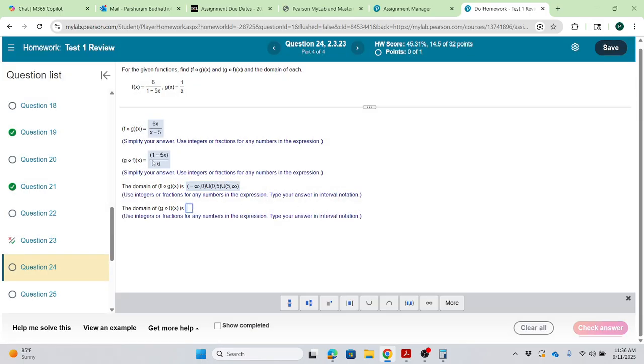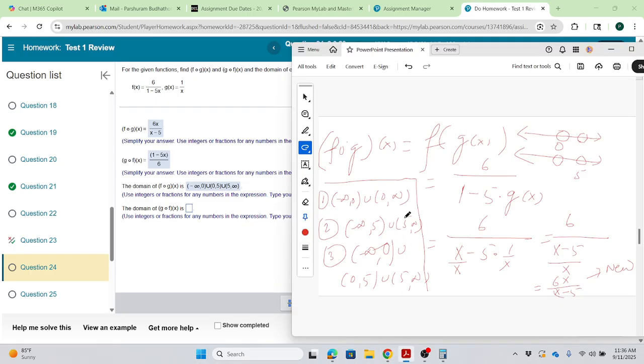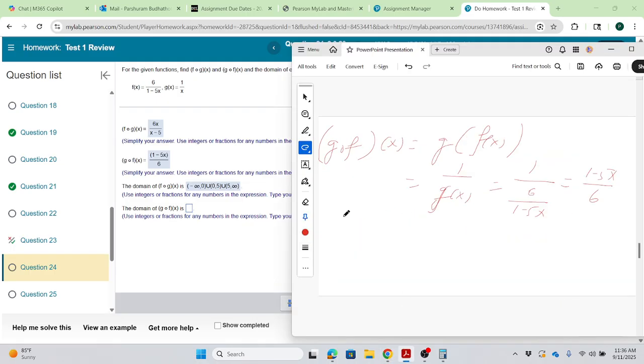And the domain for the next part is do the same thing, like a 3-step process. The domain of f of x is all real numbers except the x which makes this thing 0. Let me find out: 1 minus 5x equal to 0, 5x equal to 1, so x equals 1 over 5. Except this number, the domain is all real numbers. So the domain of f of x is all real numbers except 1 over 5.